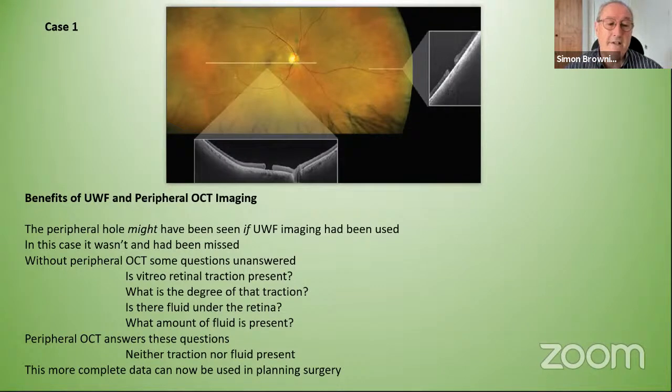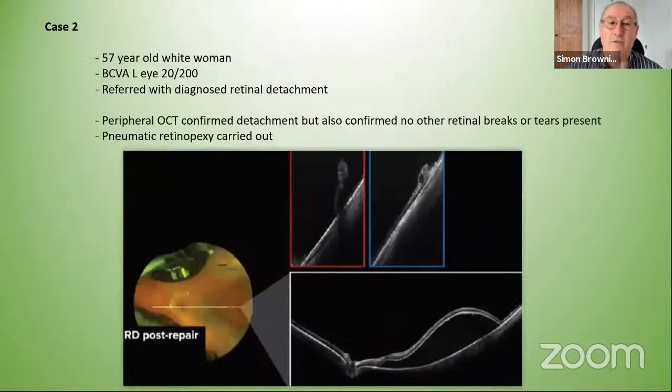With peripheral OCT, some questions can be answered. Is the vitreoretinal traction present? No. What's the degree of that traction? Minimal. Is there fluid under the retina? What amount of fluid is present? The peripheral OCT answers all those questions. So that more complete data that the clinicians got can now be used in planning the surgery.